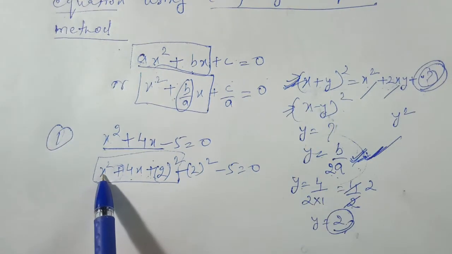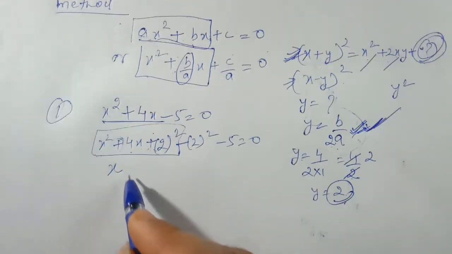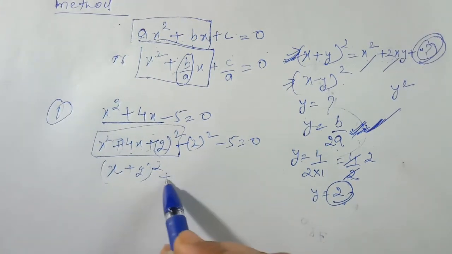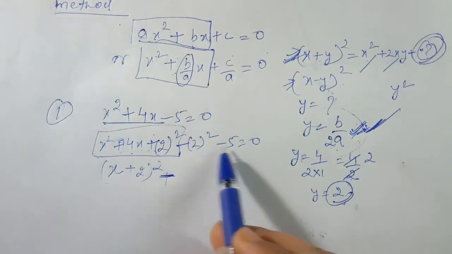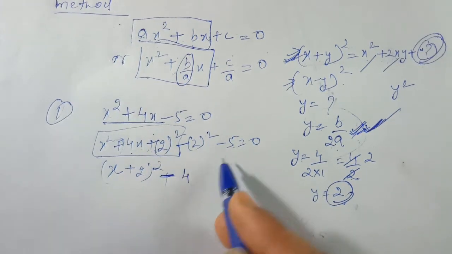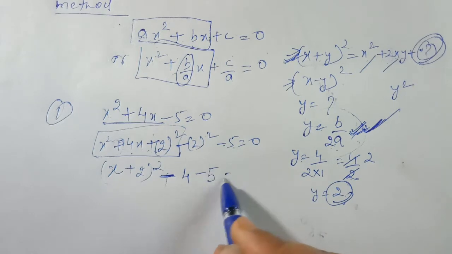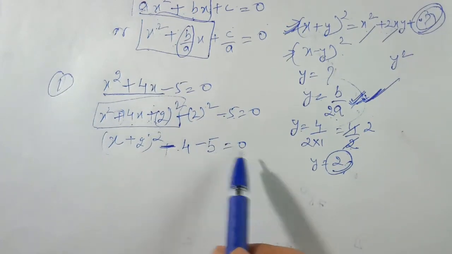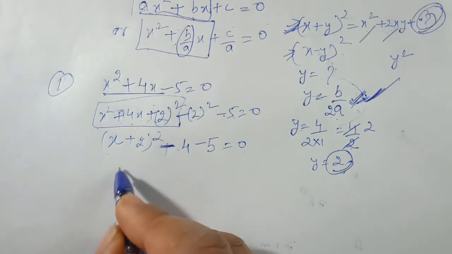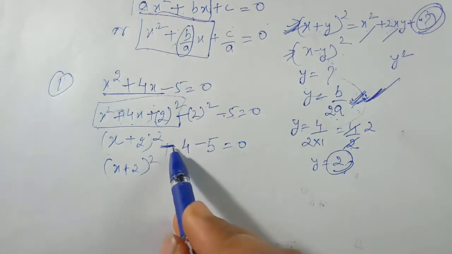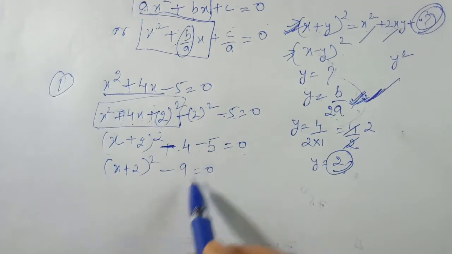In place of x, what do we have? x. In place of y, what do we have? 2. So we will get (x plus 2) whole square. And these two are in negative. Now we have to do the calculation. 2 square means 4. This is also in minus sign. Now calculate it and transpose it to the other side. Then we have the square (x plus 2) whole square. This will give minus 9 equal to 0.